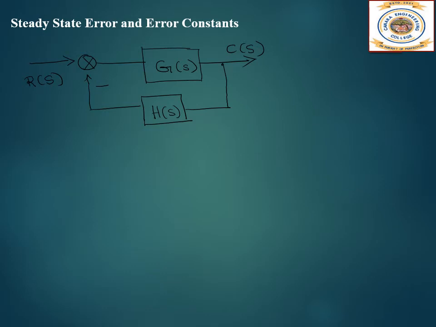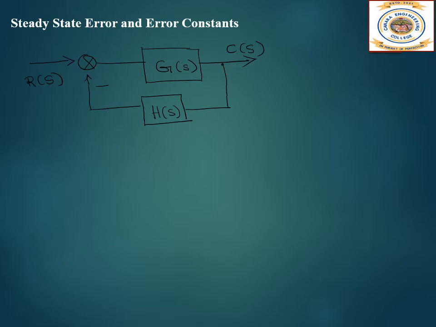Steady state error and error constant. A steady state error is defined as the difference between the reference input and the final steady state output. It is measured with respect to different standard test signals. They are the step input, unit ramp and the unit parabolic signals.